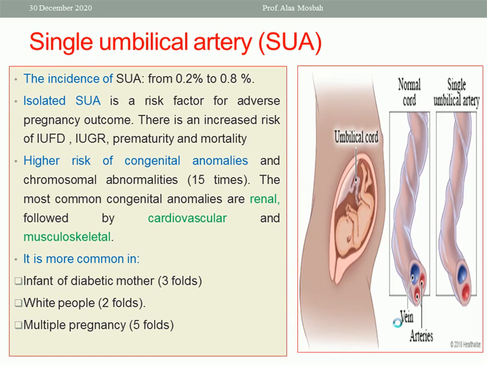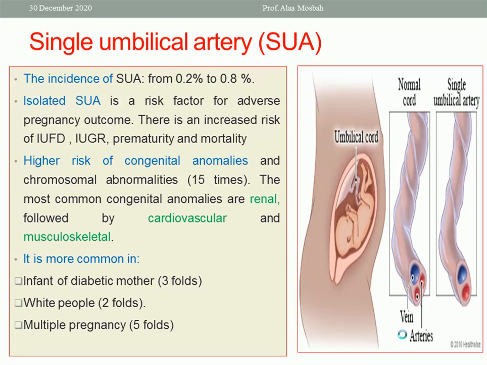Another abnormality in the umbilical cord is the presence of single umbilical artery, which occurs with an incidence between 0.2% and 0.8%. It may be an isolated single umbilical artery or may be associated with chromosomal abnormalities and congenital anomalies. And you should know that with the presence of a single umbilical artery, the possibility of association with chromosomal abnormalities is 15 times the normal. Okay?